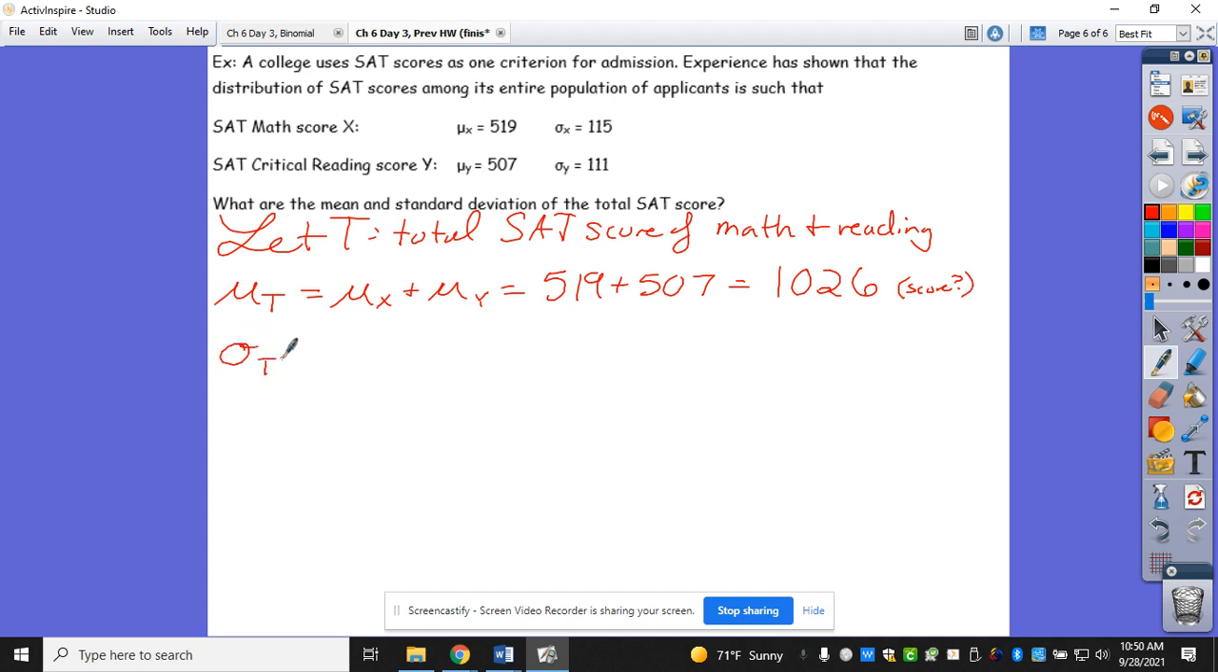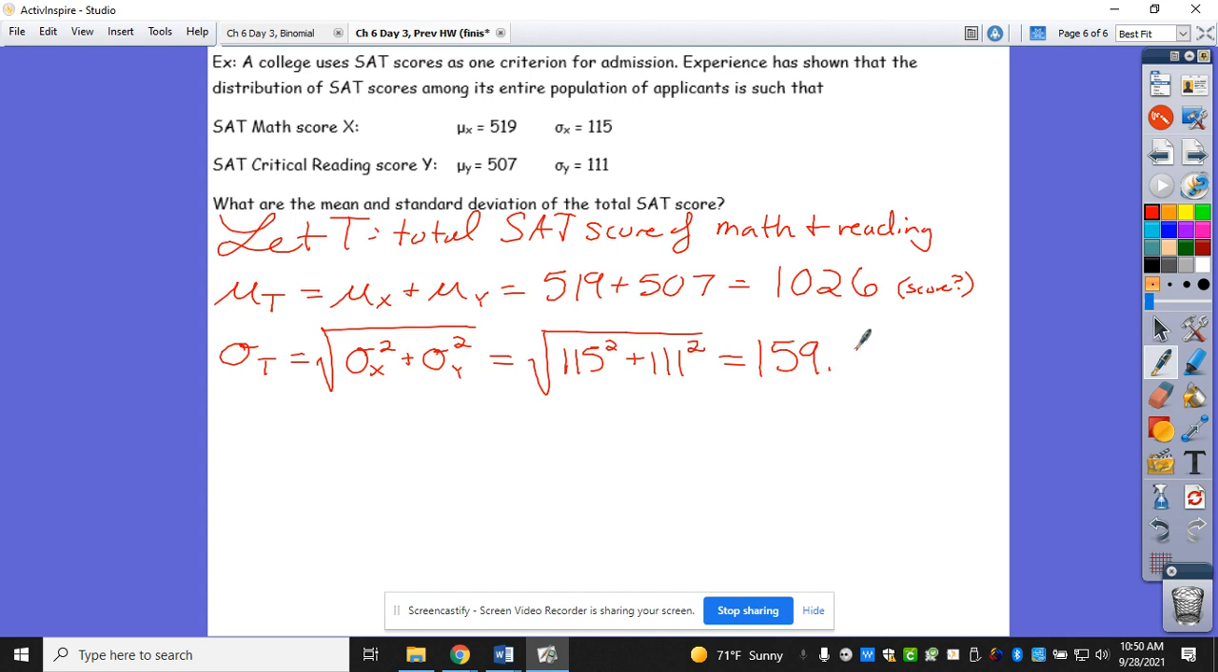How do I do sigma of T? Square root of sigma x squared plus sigma y squared. So that gives me 115 squared plus 111 squared. Add together, get the square root, and you get 159.8312. Again, something with units. Questions with any of that with the homework?